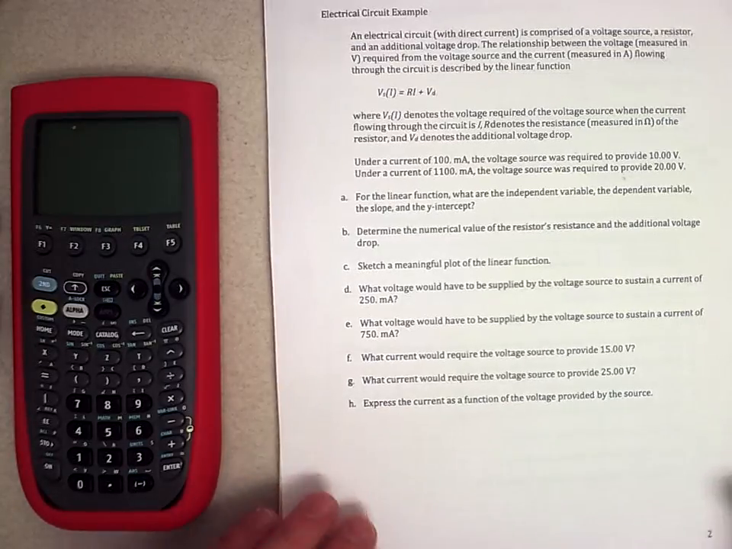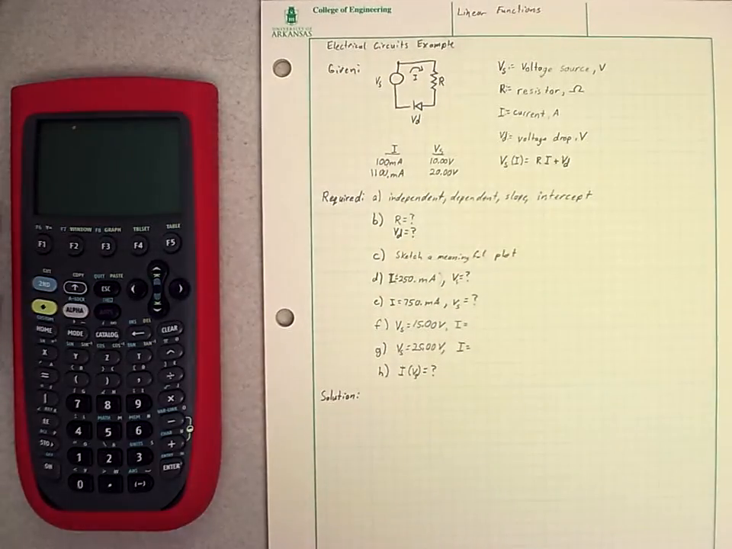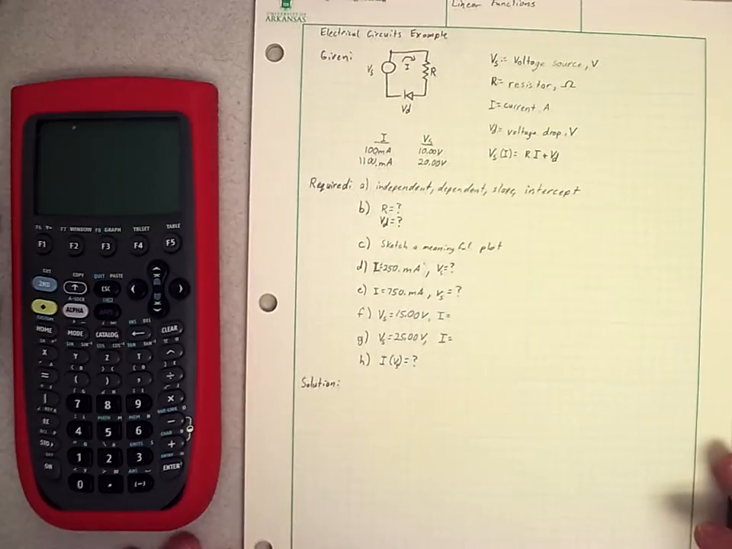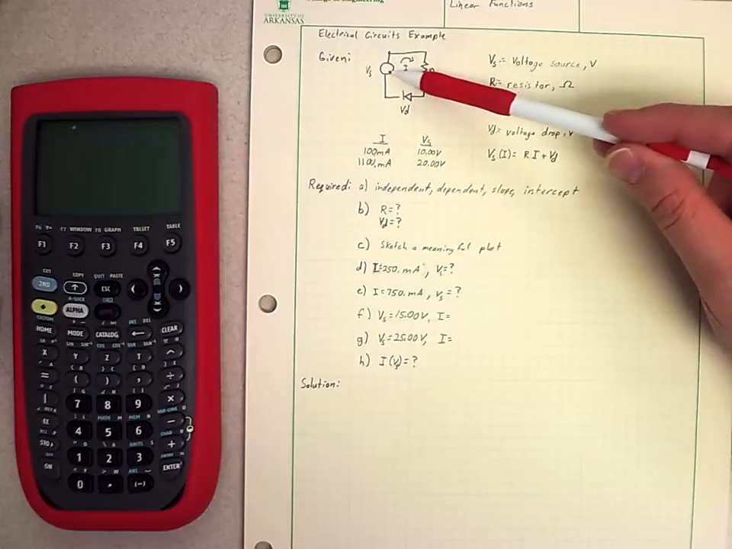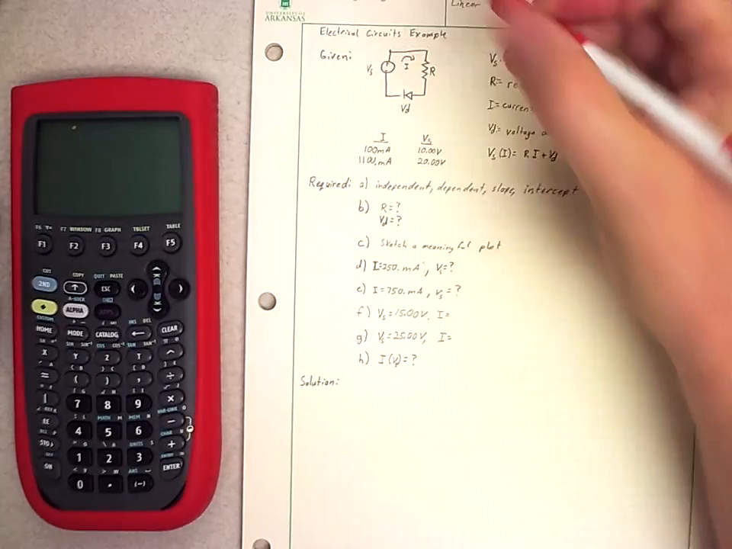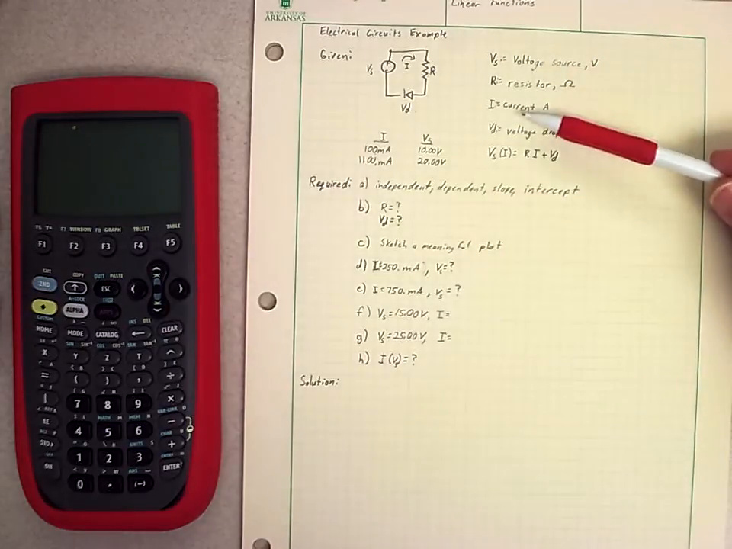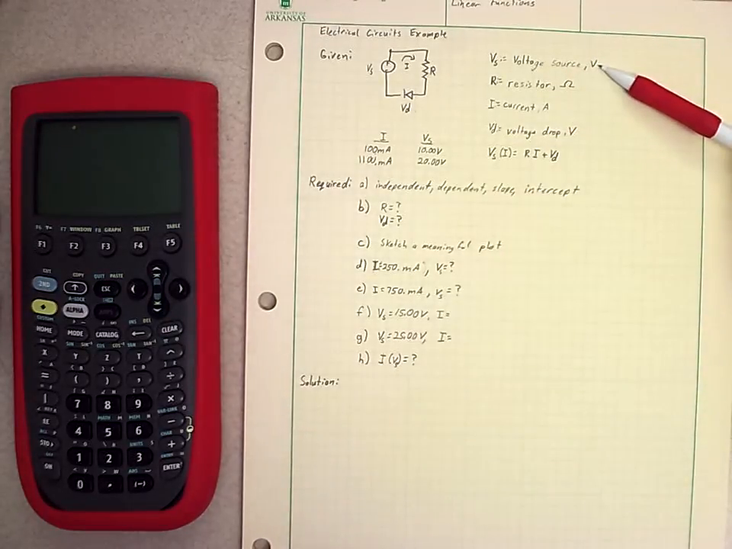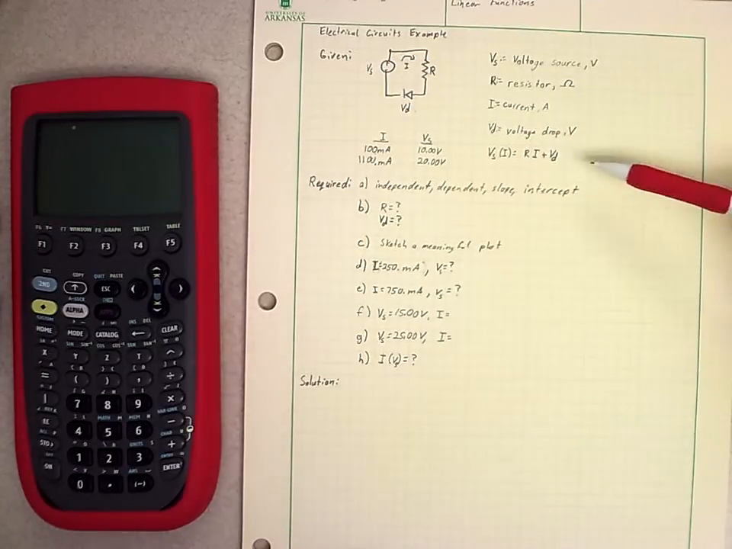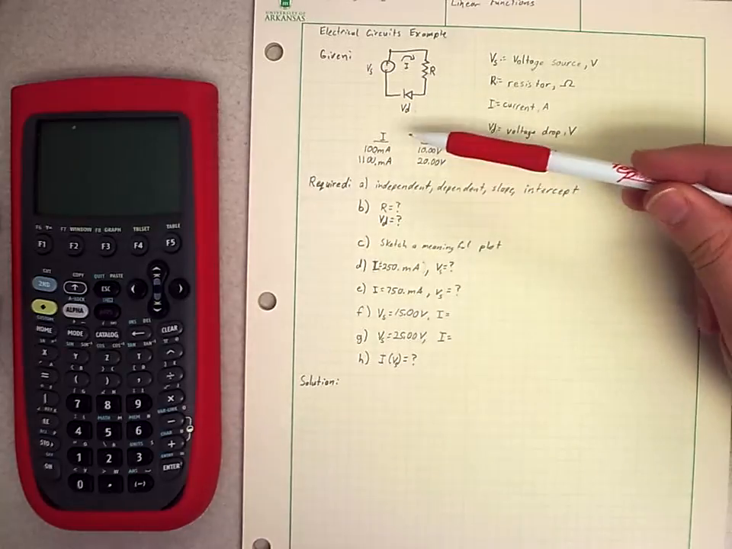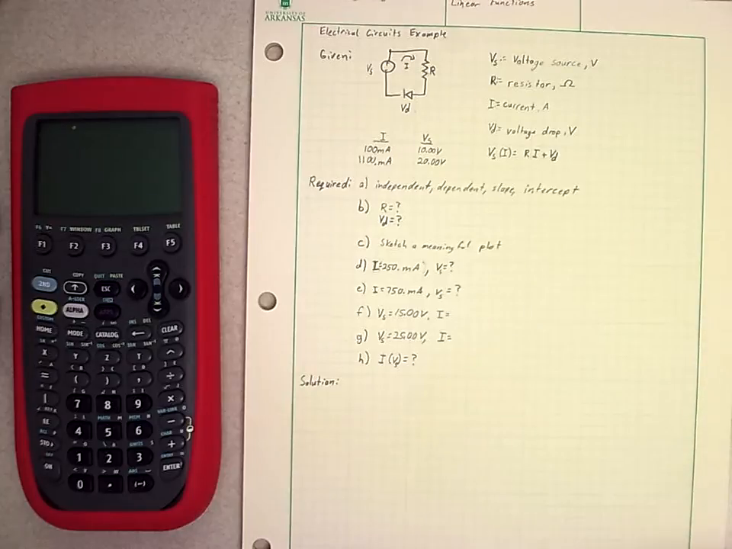So, as always, the first step is to set up. I've already set this up on my engineering paper. Drew a quick diagram of the circuit. We've got a voltage source, we've got our voltage drop, we've got a resistor, we've got the current flowing through it. We've named all of our variables and included units. We included our equation that they gave us and the points they gave us, the current and the voltage source for those given currents. And then we're going to work through these parts piece by piece.